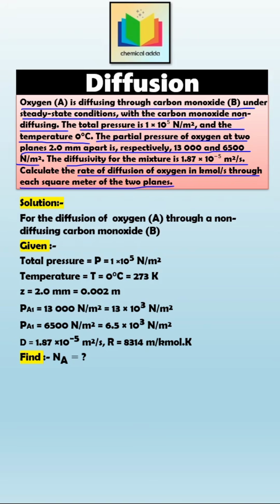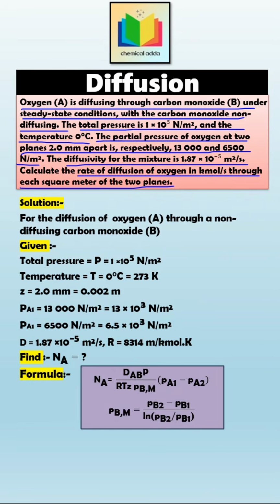So to calculate the rate of diffusion of oxygen in kilomole per second through each square meter, that is Na, for steady state diffusion of A through non-diffusing B, we have the formula. Na is equal to DAB into P divided by RTZ PBM into PA1 minus PA2, where PBM is the log mean partial pressure of component B and is given by PBM is equal to PB2 minus PB1 divided by ln of PB2 divided by PB1.